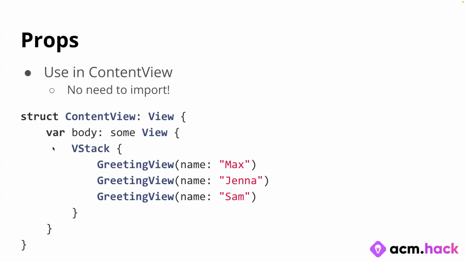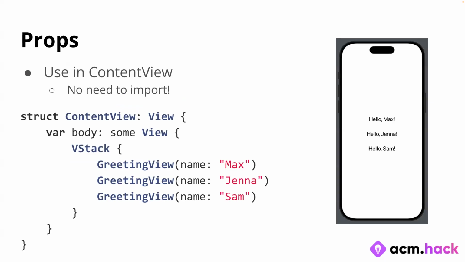So similar to the other example, you can call this as many times as you want. But here you would then give the prop a value each time. For this example, we're giving it 3 different names. So this would show hello Max, hello Jenna, and hello Sam on the phone screen. You can see here.